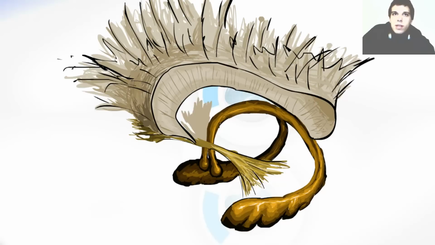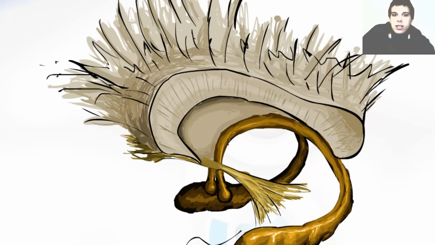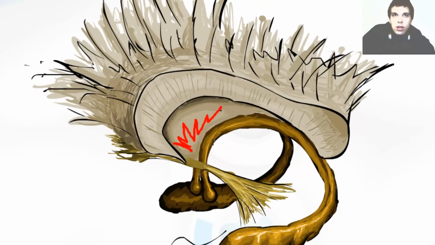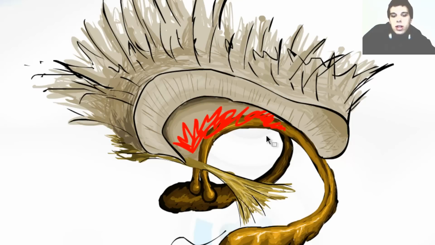And here is the septum pellucidum. The septum pellucidum is the membrane that separates two lateral ventricles, the left one and right one. So this space over here is called the lateral ventricle. I will talk about it later when I draw other stuff in this image.